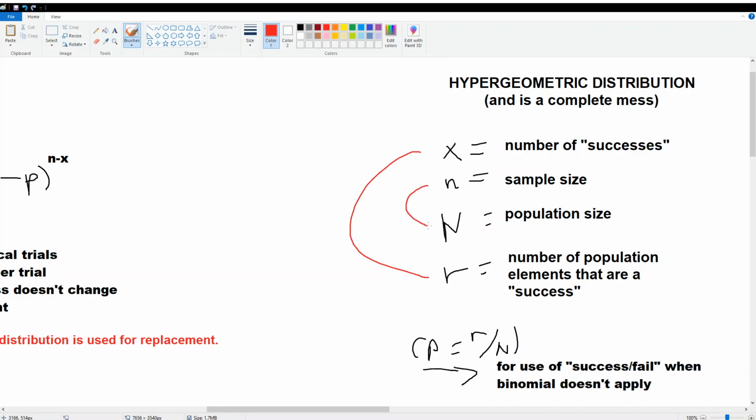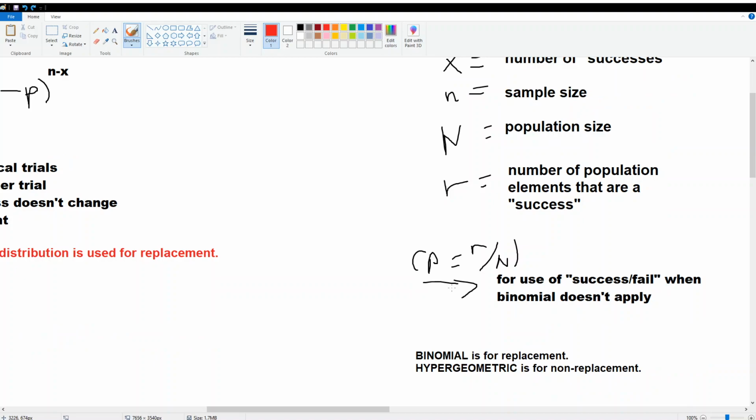Lowercase n is still sample size. Uppercase N is population size. R is the total number of things in the population that are successes, and x is the number of those we're looking to pick. In this case, our p is equal to R over N, because right off the bat, R of them are successes and N is the population size. So we use this when binomial does not apply. So binomial is for replacement, hypergeometric is for non-replacement.